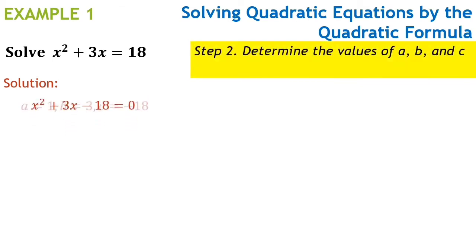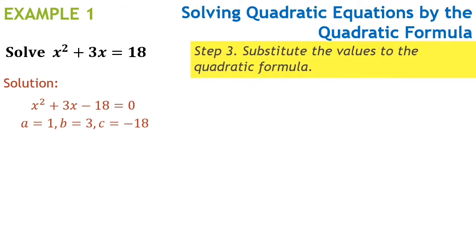Step number 2 is to determine the values of a, b, and c in the quadratic equation. And the values are a is equal to 1, b is equal to 3, and c is equal to negative 18. Step number 3 is to substitute the values to the quadratic formula.